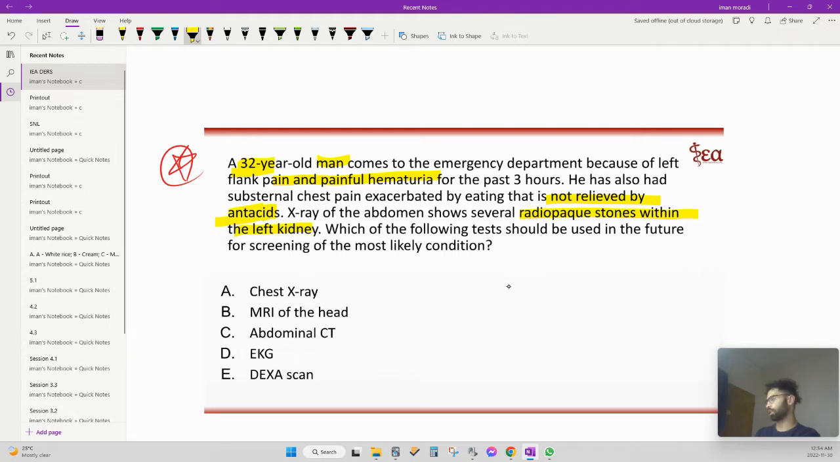An X-ray of the abdomen shows several radiopaque stones within the left kidney. So we know that the pain is from the left kidney, right? And it's from some sort of stones. Which of the following tests should be used in the future to screen for the most likely condition? I don't know what the most likely condition is, but that's a good exercise, because a lot of times you don't know what's exactly going on, but you're understanding some parts of the question. And you have to work on your guesses. So let's make an educated guess here.